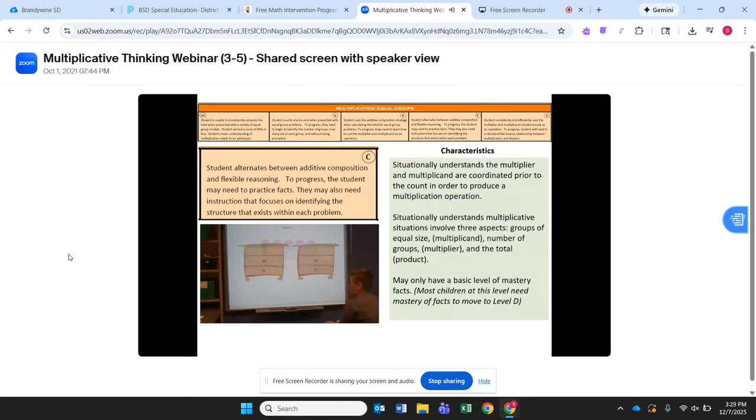Okay. So characteristics, it says situationally understands the multiplier and multiplicative are coordinated prior to the count in order to produce a multiplication operation. Situationally understands multiplicative situations involve 3 aspects: groups of equal size, multiplicative, number of groups multiplier, and the total or product. May have a basic level of mastery of facts. Most children at this level need mastery of facts to move to level D. So I don't want to say the only difference, but level C students often have a pretty high level of understanding. They just don't have complete command of their facts.